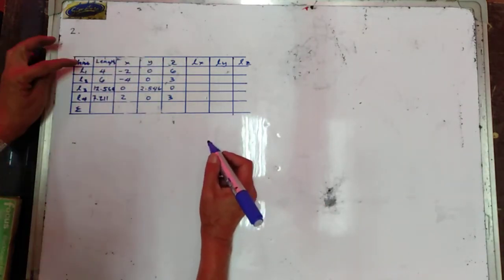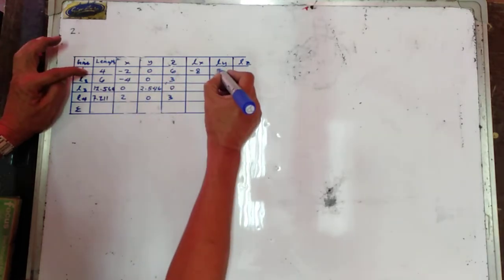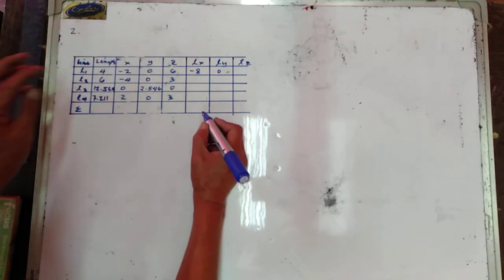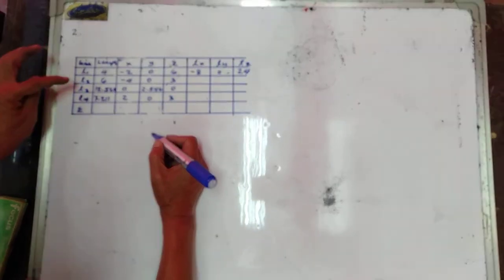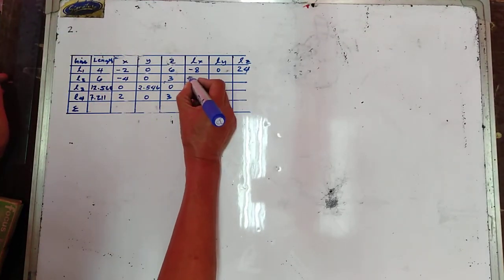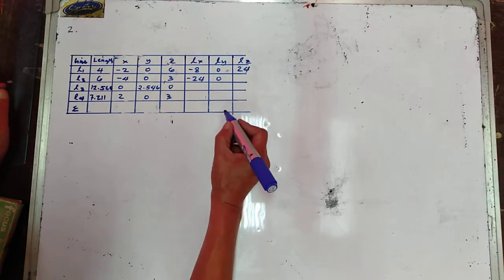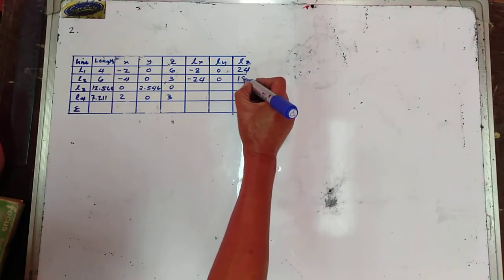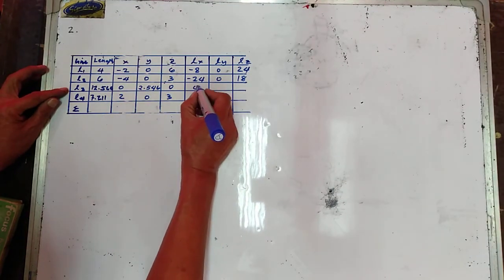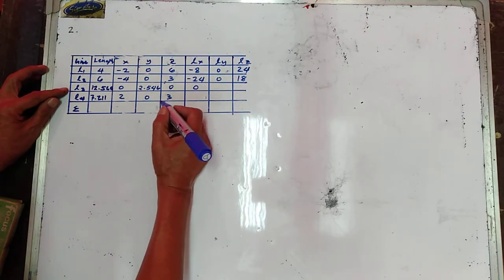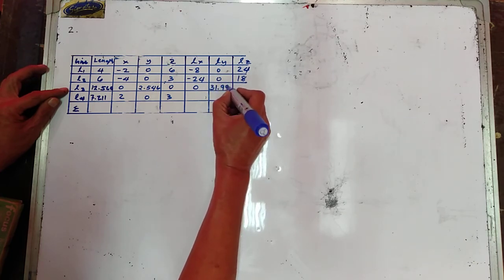Okay, so Lx is 4 by 2, we have minus 8. Ly is 0. And then Lz is equal to 4 by 6, so we have 24. For L2, 6 by negative 4, minus 24. And then 6 by 0, that is 0. 6 by 3, so we have 18. 12.566 by 0, that is 0. By 2.546, so this is 31.993.